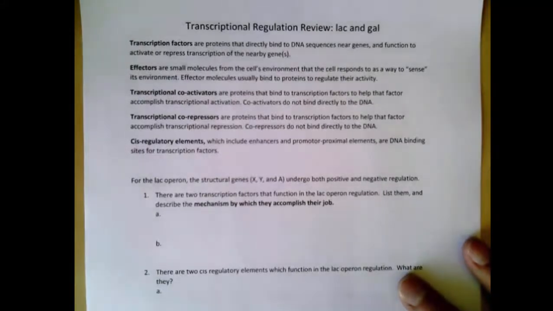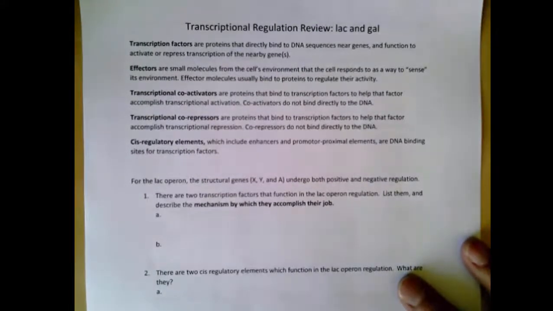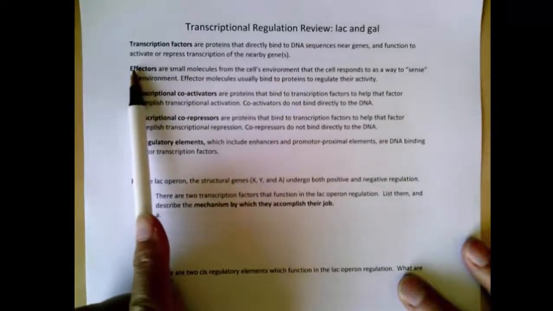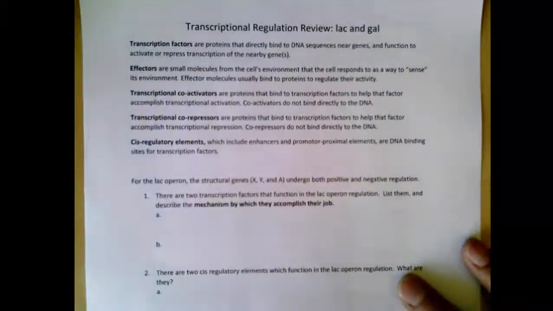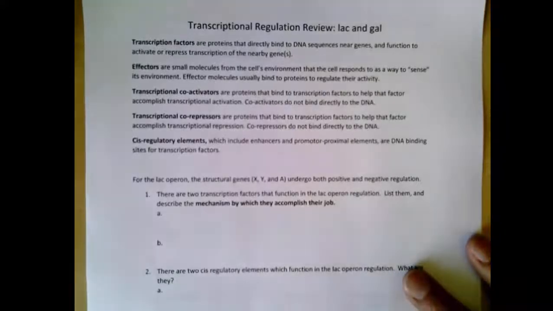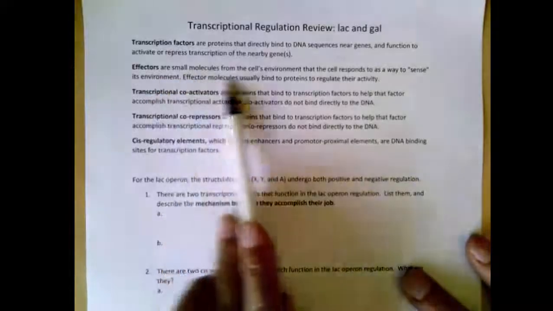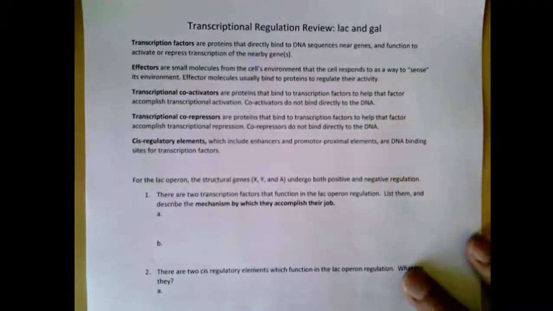So a transcription factor, first of all, must be a protein. It must be a protein that binds directly to a DNA sequence near a gene, and it has to function to either help to activate or to repress transcription of that gene right nearby. An effector is actually not a protein. This would be a small molecule from the environment that the cell somehow senses and responds to. And so these are often used to regulate the activity or the function of proteins.